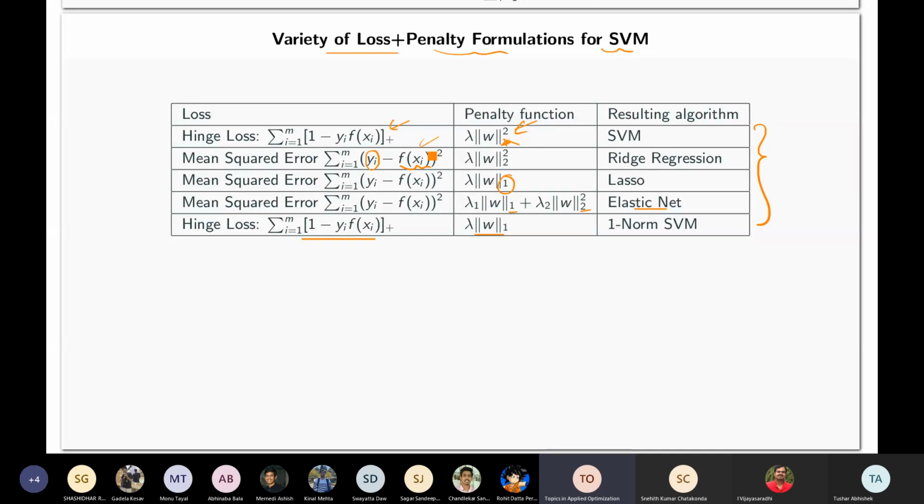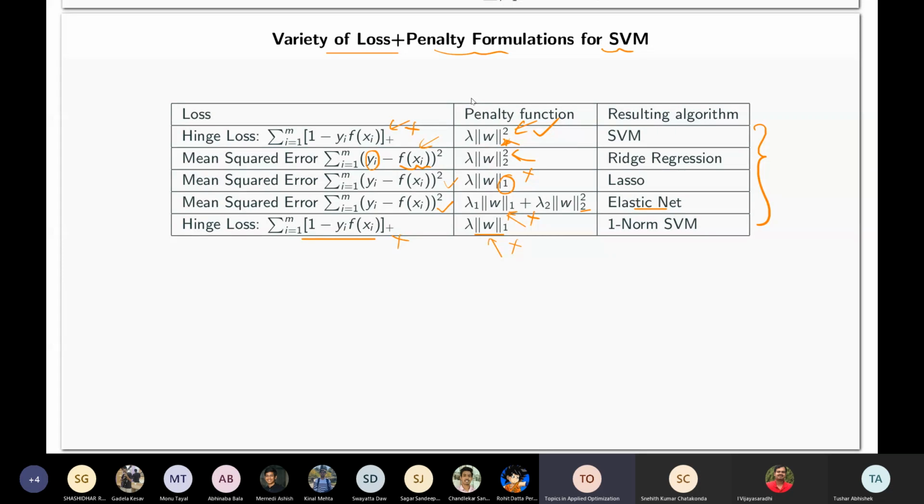For example, if you see these terms, then they are differentiable. But this one is not differentiable. This is differentiable, this is differentiable, but because this is a one norm, it is not differentiable, and this is also not differentiable. And here also this is not differentiable, but this is differentiable. So one can obtain a variety of loss functions and penalty formulations.